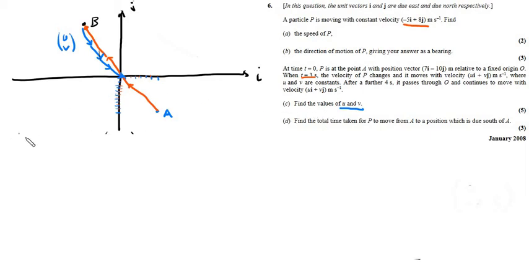So in the previous question, we found that once the particle P has reached B, it turns around and has a new velocity vector of (2, -3.5). So now it wants us to find the total time taken for P to move from A to a position which is south of A.